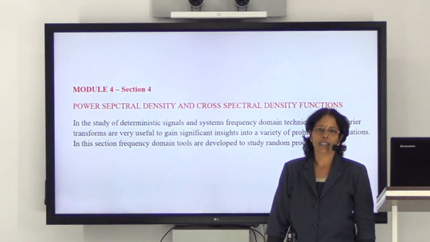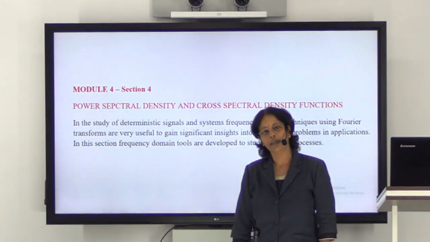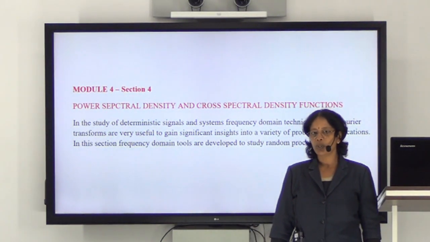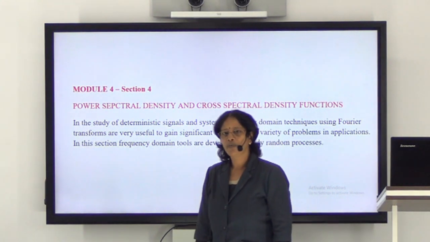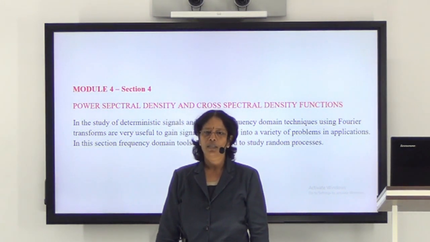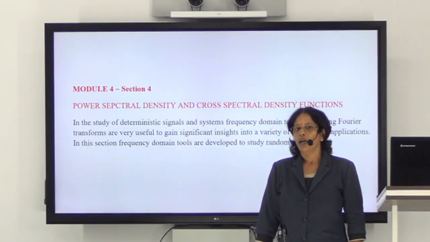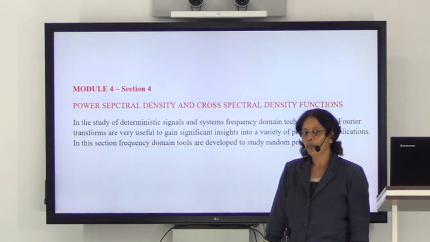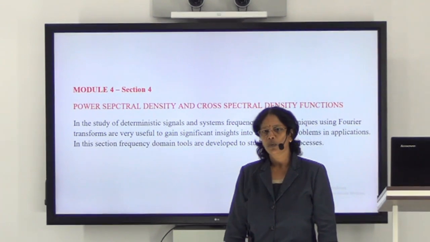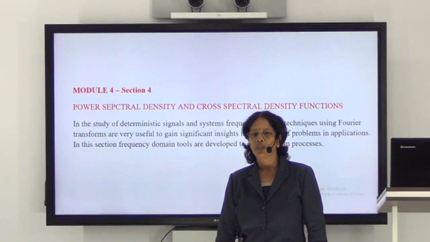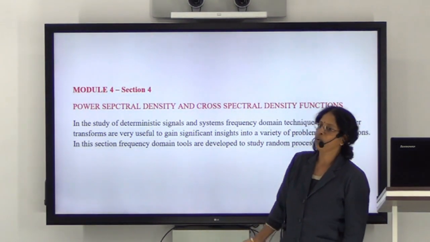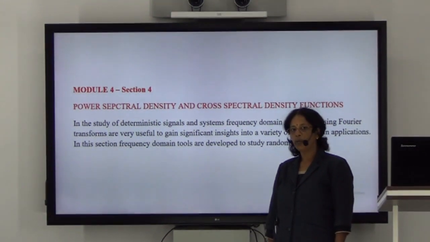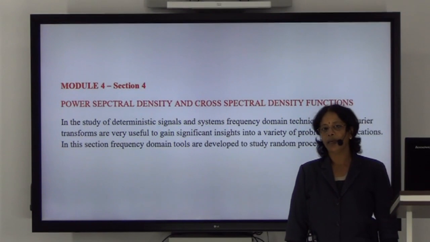The statistical parameters like mean, variance, and most importantly autocorrelation functions are time domain tools, which we use in the study of random processes. And in the analysis of deterministic signals, equally important are frequency domain tools like Fourier series and Fourier transforms. So in this section we are going to discuss the frequency domain tools which are being developed for the study of random processes.